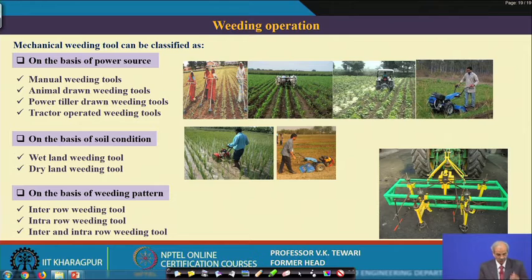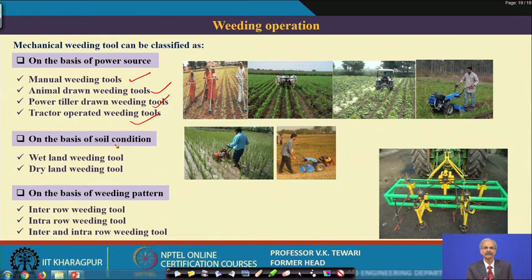So, you can understand the total output per day will be very, very less, and it's a very strenuous job. So, on the basis of power source, manual weeding tools are graded, then animal drawn weeding tools, then power tiller drawn, those which are power tiller drawn you can see here, then tractor operated weeding tools, you can see the tractor operated ones here, power tiller operated ones here, small machine operated ones here.